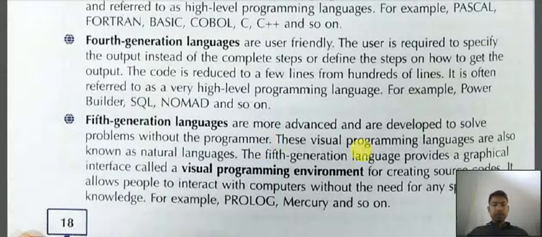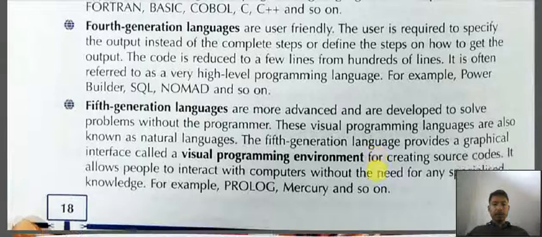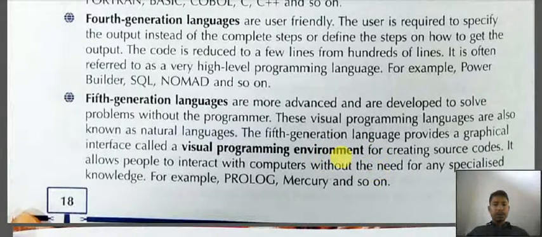These visual programming languages are also known as natural languages. The fifth generation language provides a graphical interface called a visual programming environment for creating source code. So the visual programming environment is used for creating code. It allows people to interact with the computer without the need for any specialized knowledge. Here the examples are Prolog, Mercury, and so on.